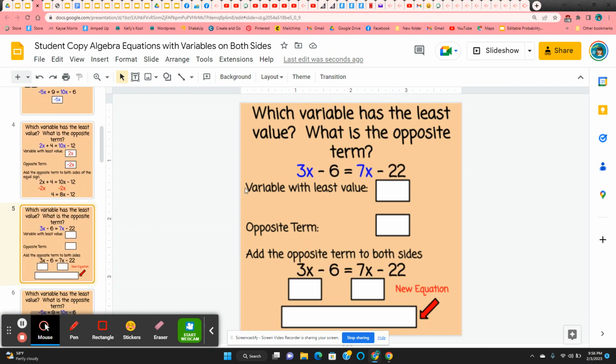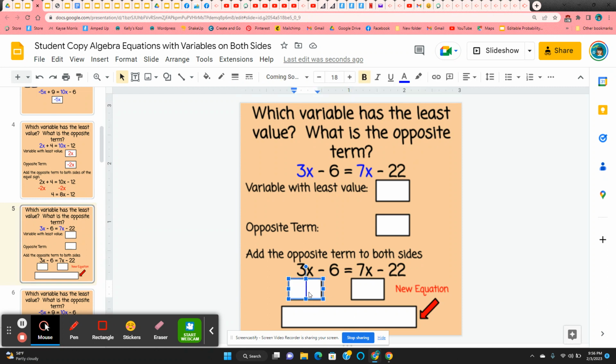The next one, same thing. They're going to take the one with the lesser value, 3x. The opposite would be negative 3x. And so if they add negative 3x to both sides of that equal sign, they get a new equation. So let's see how this works. They're going to type in negative 3x. And that way it'll eliminate one of the variables, and they'll only have a variable on one side.